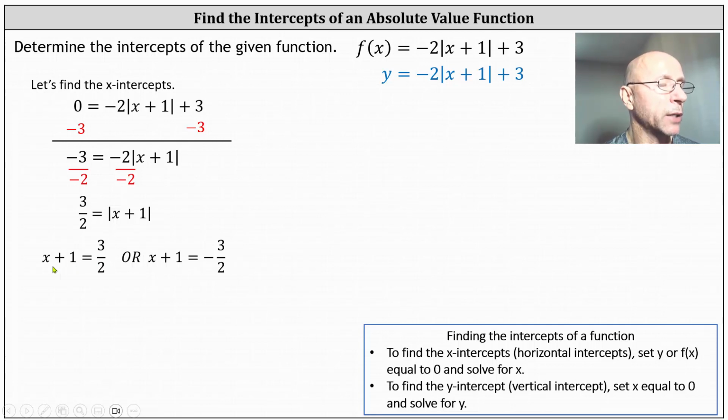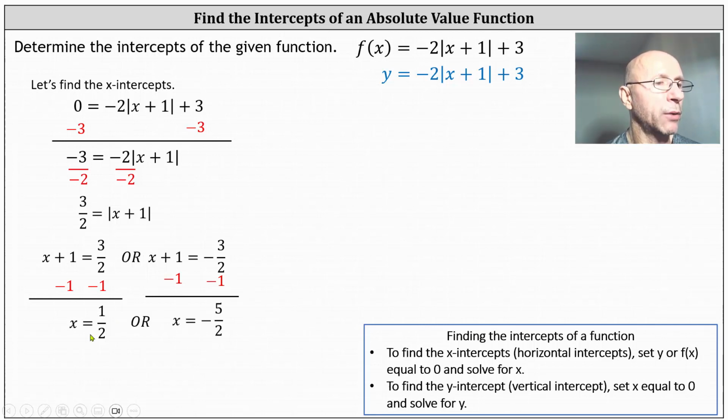Starting on the left, we subtract 1 on both sides to solve for x. 3/2 minus 1, or 3/2 minus 2/2, is equal to 1/2, giving us x equals 1/2. And then for the second equation, again, we subtract 1 on both sides, but we have -3/2 minus 1, or -3/2 minus 2/2, which equals -5/2. So we have x equals 1/2, or x equals -5/2.